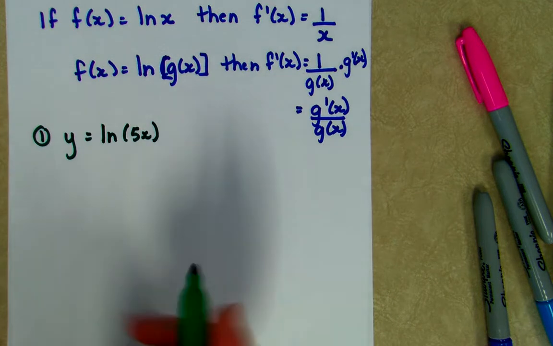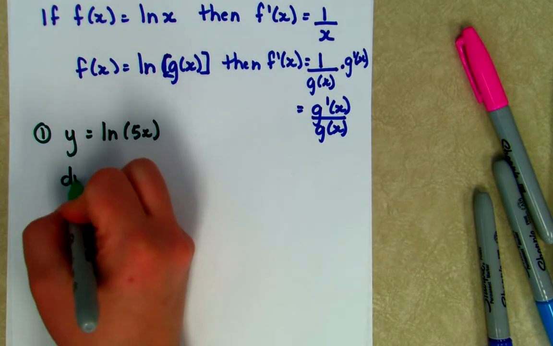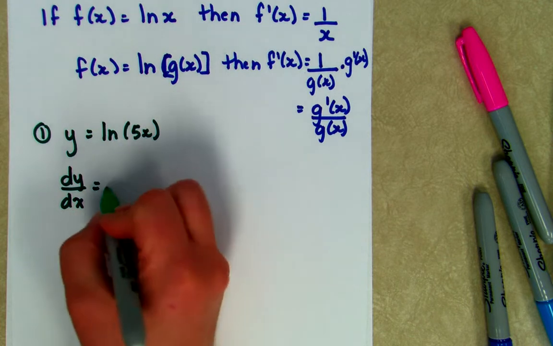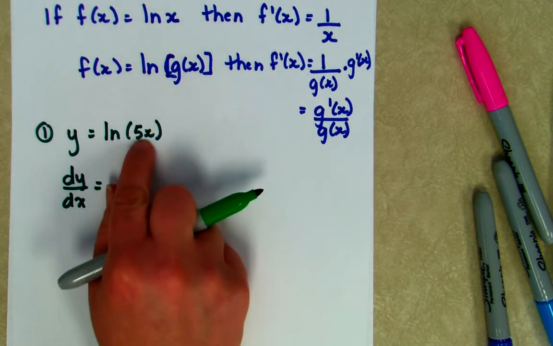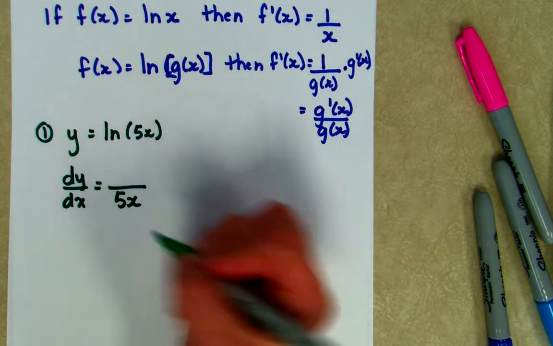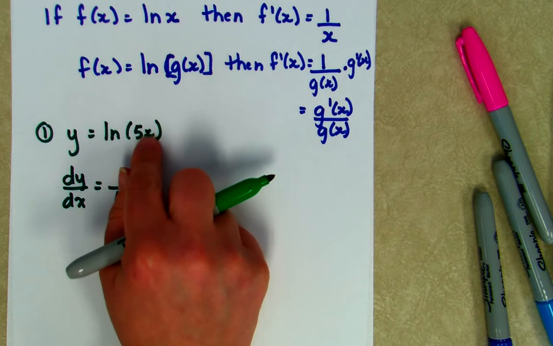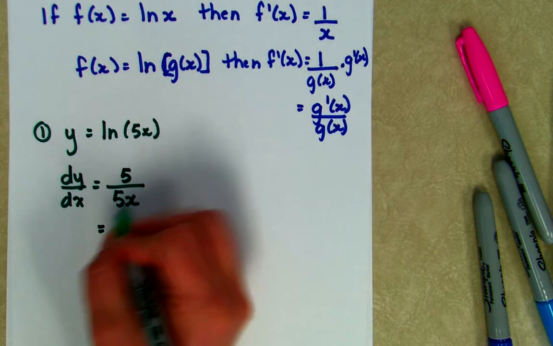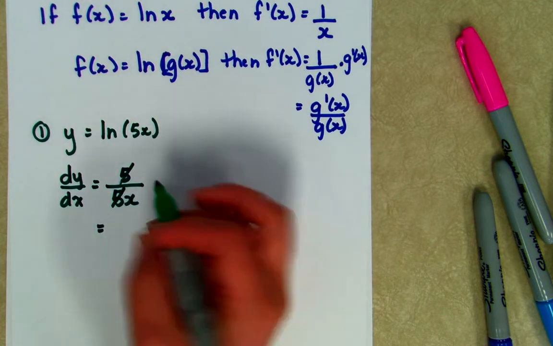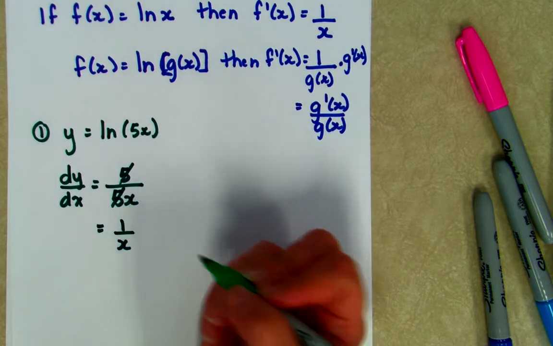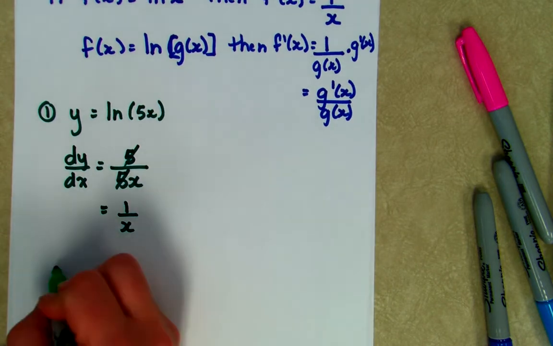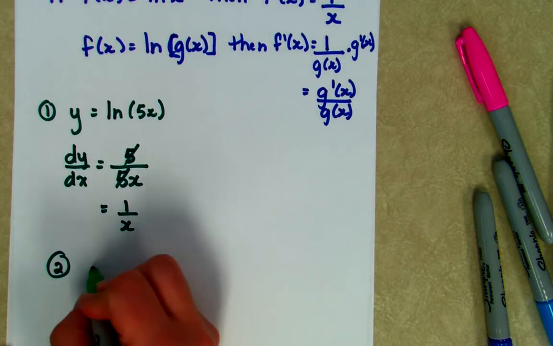So y equals the ln of 5x. So dy/dx equals, because this is a ln, I do 1 over what I'm taking the ln of. So it's going to be 1 over 5x. But now I have to look inside and multiply by the derivative of this, which is 5. The derivative of 5x is 5. And in this case, I can divide top and bottom by 5, and my answer simplifies to 1 over x. A lot of the time it will, but be careful, it doesn't always work that way. Because let's look at example 2.